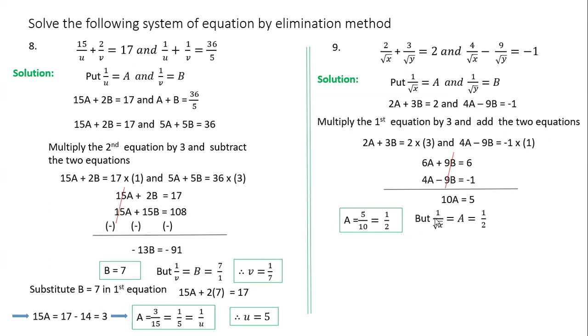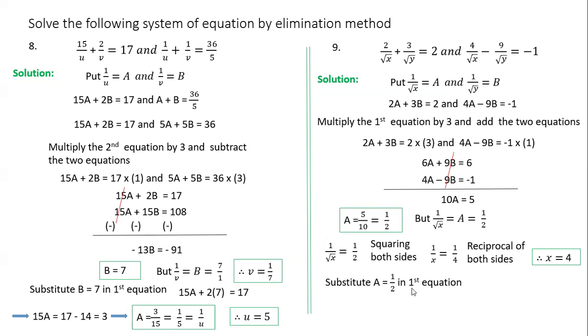But 1 upon root x is a, that is 1 upon 2. So 1 upon root x is equal to 1 upon 2. Square both sides. What will happen? 1 upon x is equal to 1 upon 4. Take the reciprocal. So when it is in the root form, take the square of it. Once you take the square, the root sign will vanish and only x will remain. And when you take the square, 2 squared is 4. Both are 1 upon, so take the reciprocal, x is 4.